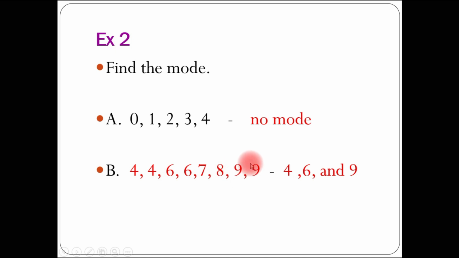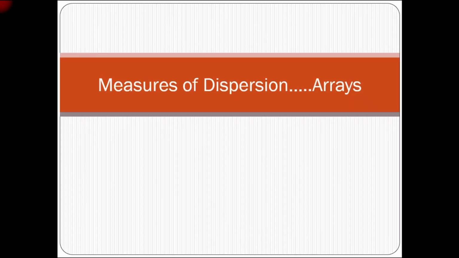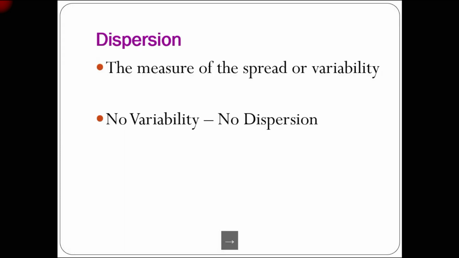So, ibig sabihin ng mode natin is 4. Hindi natin pipiliin si 6 at saka si 9, kasi dalawang beses lang sila and si 4 ay 3. Okay? Pero sa case na to, lahat yan tagdadalawa. So, we have 4, 6, and 9. Hindi kasama si 7 at hindi kasama si 8. Okay. So, meron tayong trimodal or meron tayong tatlong mode. Next is the measures of dispersion or measures of variability.